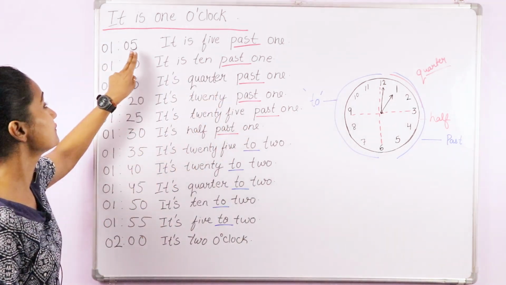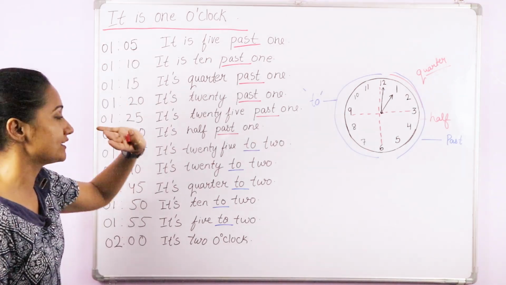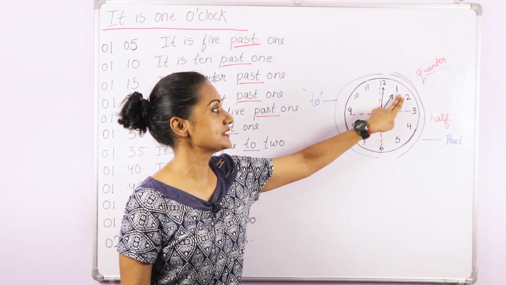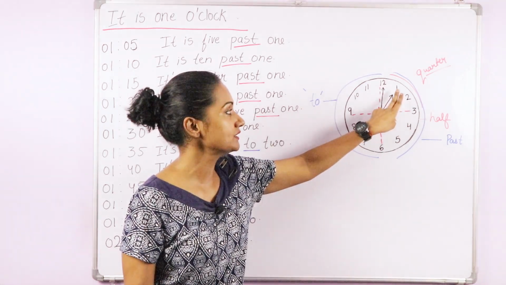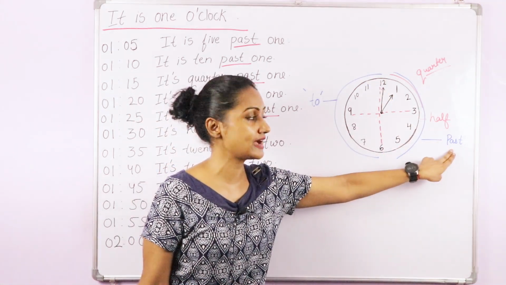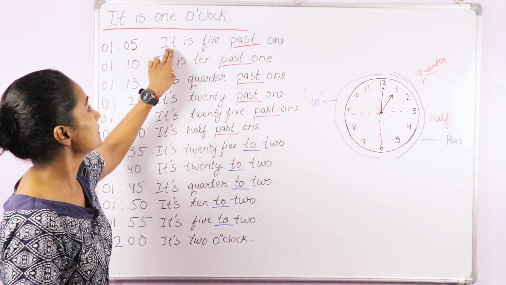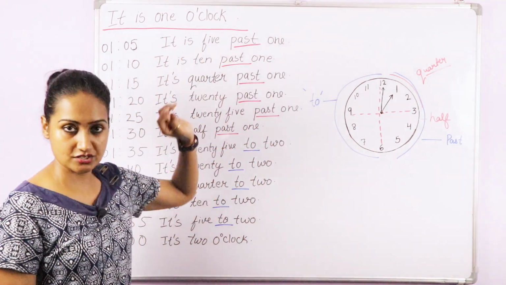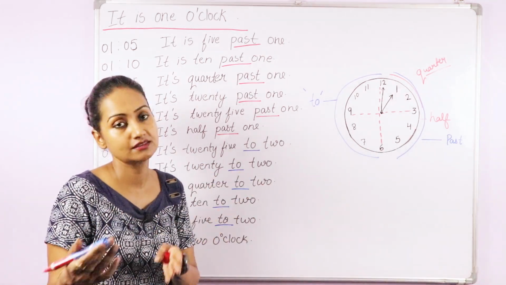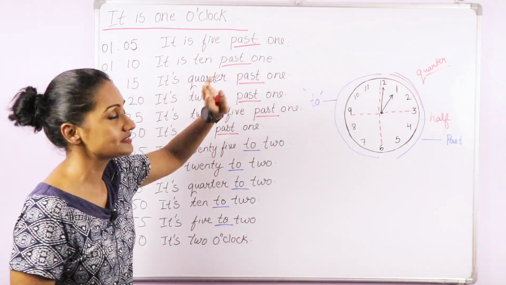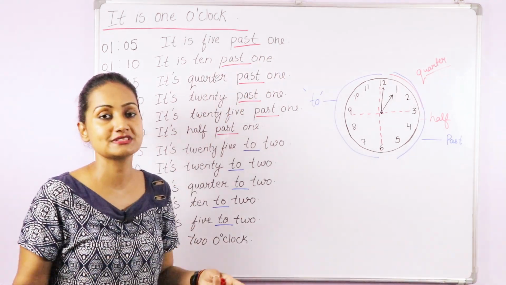First is 1:05, so 1 hour and 5 minutes. So here the minute hand is here, 5 minutes. In this part, that's why we have to use past, not to. First comes the minute, and then past, and then the hour. This is the way we frame a sentence.